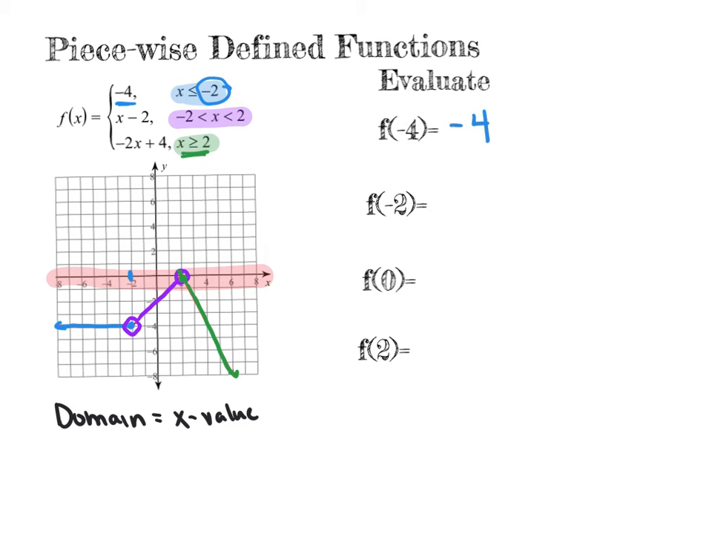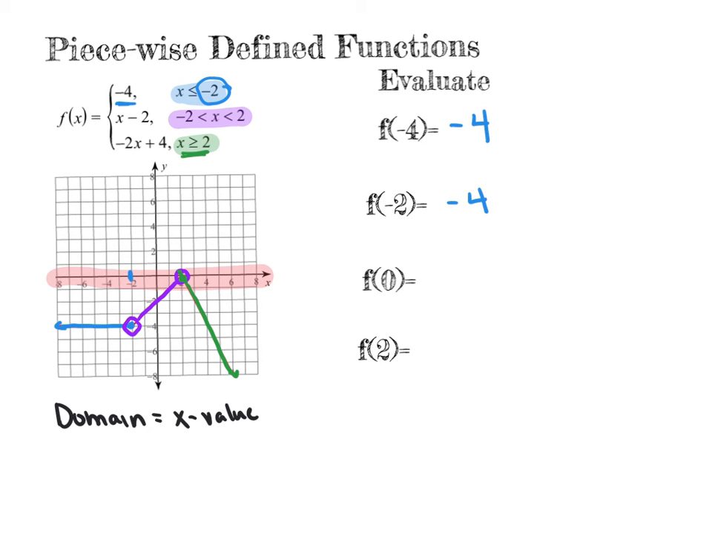F of -2: look, I have a -2 here in the blue and a -2 here in the purple. But only one of them is equal to -2. This one says it can be equal to -2, and this one says it can't be. So again, this is going to be in the blue function. If you go to your graph at -2, you're only connected right there. You're only going to be part of the blue function. That's when it's included. The purple function doesn't include it. So you evaluate at -2, and that's going to be -4 again.